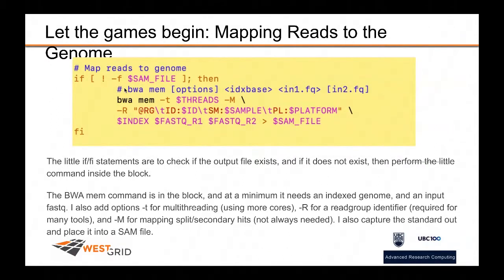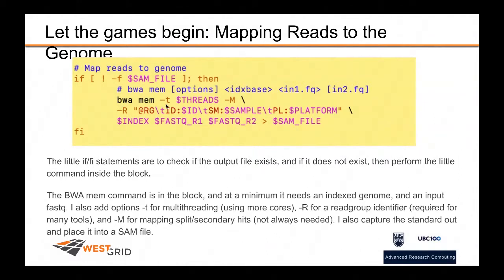Now digging into the core of the command, what's actually within this block here, to run BWA mem, you really only need two things. You need the index base, so this is going to be that genome index path. You also need an input FASTQ file, and if you've got paired FASTQ, then you would also give that second FASTQ.